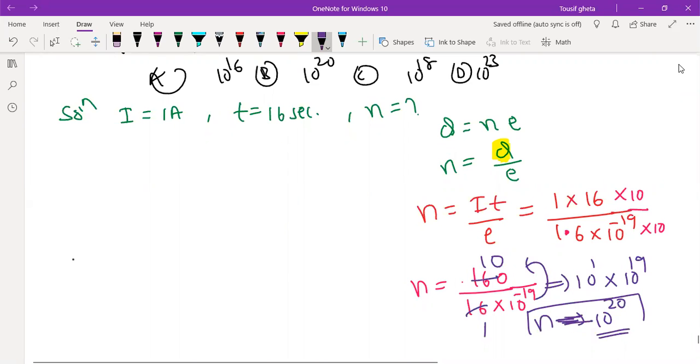So what is the option? B option. So B option is right.